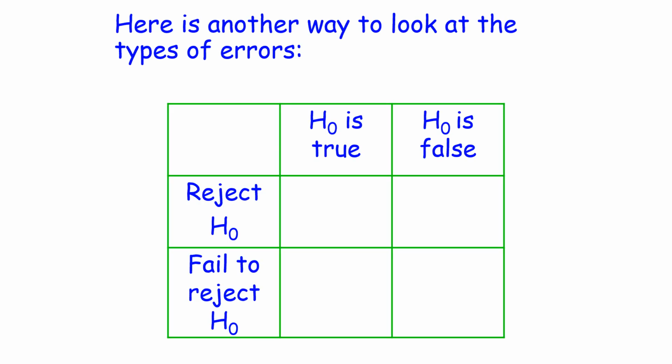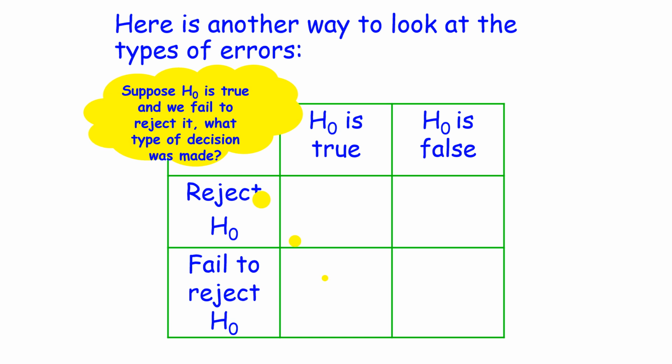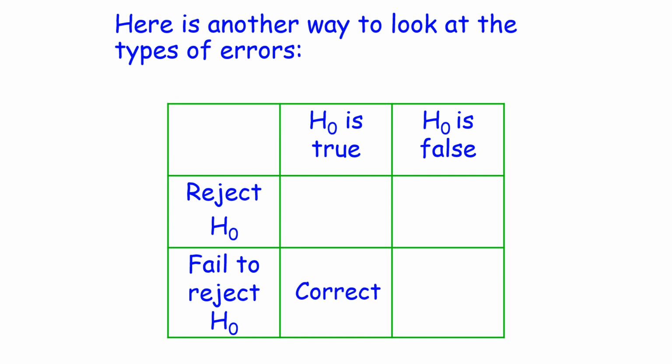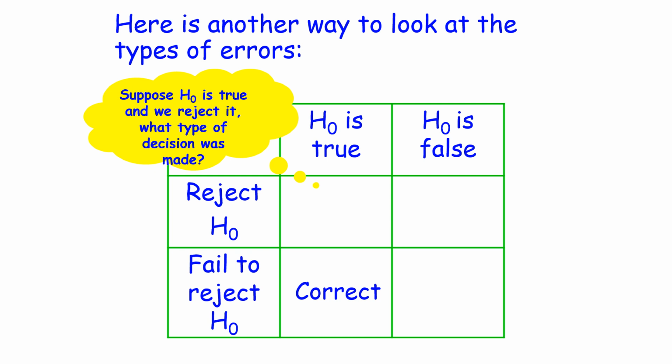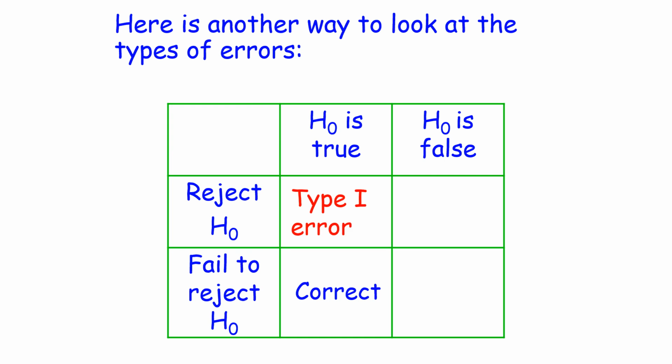Here's another way to look at the types of errors. So we have a grid. Suppose that our null hypothesis is true and we fail to reject it. What type of decision did we make? We made a correct decision. Well, suppose that the null hypothesis is true and we reject it. What type of decision was made? We made a type 1 error.